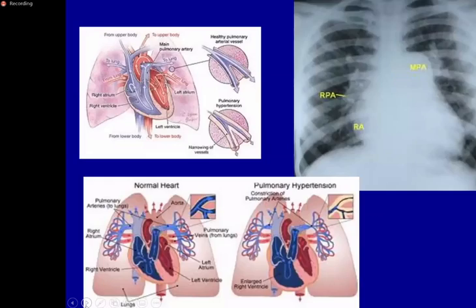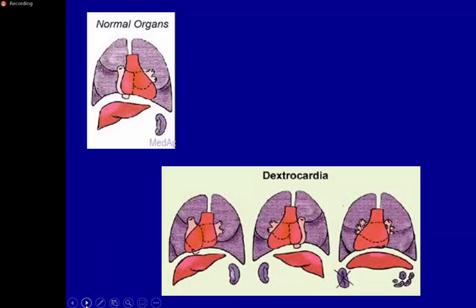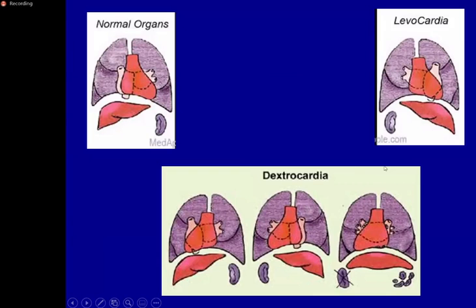So we can pass this. Then there can be a little bit of dextrocardia, where the heart is predominantly on the right side, and that of course can be part of a situs solitus, or it can be part of a situs inversus.